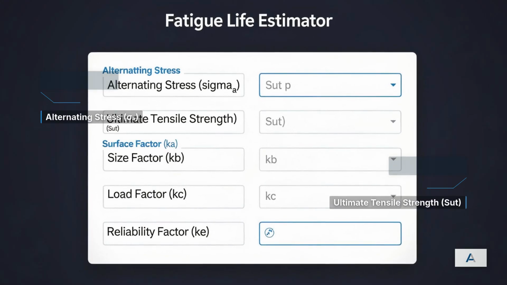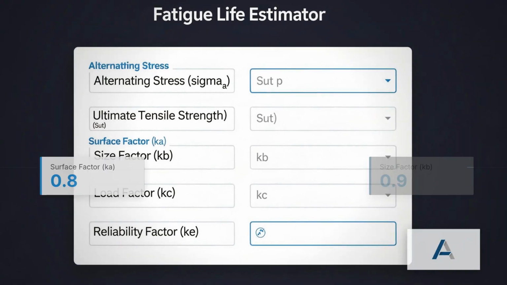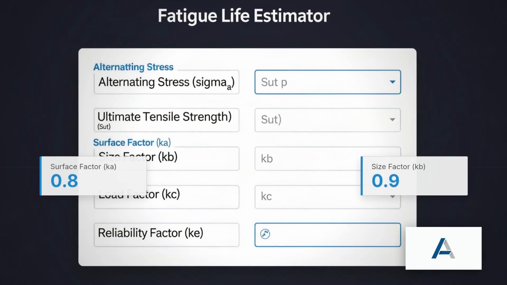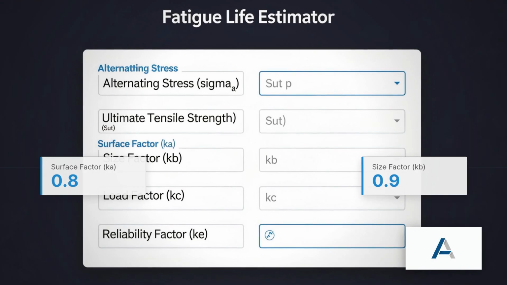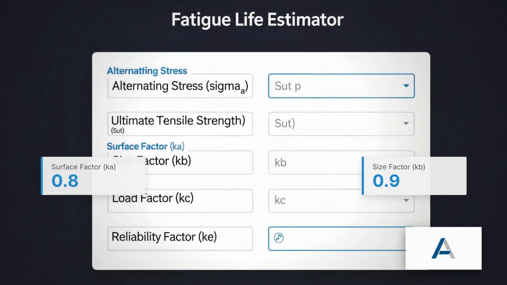Next, input the ultimate tensile strength Sut, also in megapascals. The surface factor K accounts for surface finish effects, with a default of 0.8. The size factor KB considers component dimensions, defaulting to 0.9.